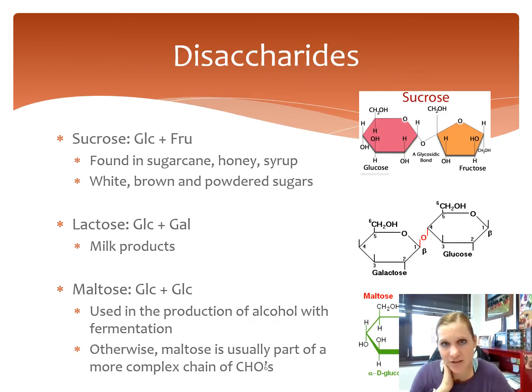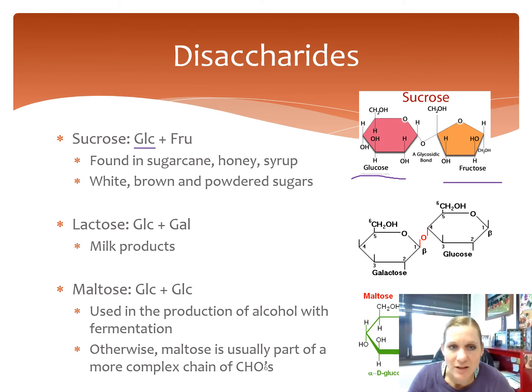Okay, di means two, so disaccharides are made up of two sugar molecules linked together. So here you can see the different disaccharides. Sucrose is made up of a glucose and a fructose molecule. Again, I'm using some of the biochemical abbreviations for these. So GLC is glucose, FRU is fructose. Okay, so here you can see that those two molecules, when they're linked together, create a sucrose molecule.